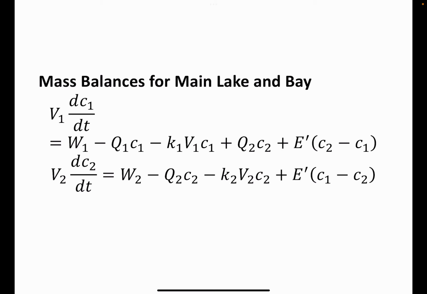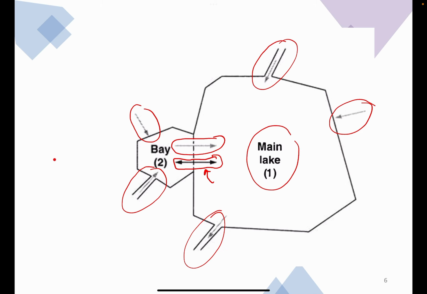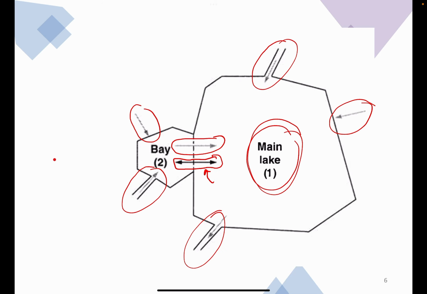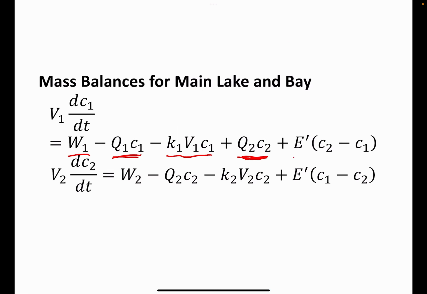Okay? So if you want to do a mass balance for the main lake and the bay, V1 dC1/dt is equal to load 1, which is the load on this lake, minus Q1 C1, the flow rate coming out of the lake, minus anything happening inside the lake such as reaction, plus Q2 C2 coming from the bay, plus any diffusivity, E prime (C2 minus C1).